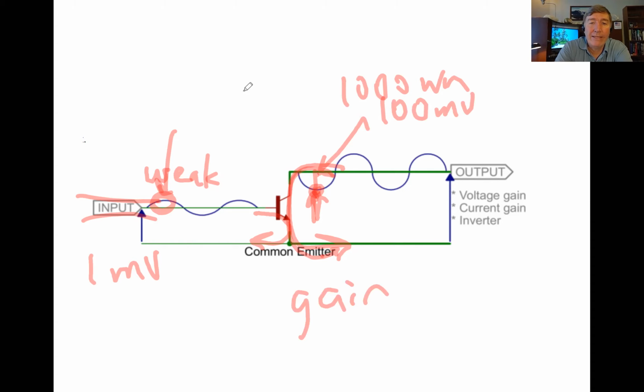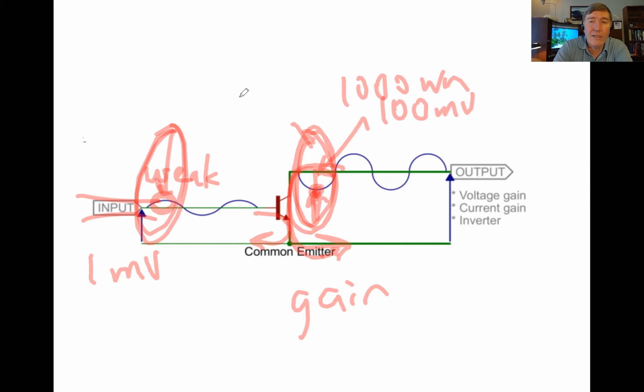Now you'll notice that the output signal is inverted. When the weak signal goes high, the output signal goes low. That's okay. We can deal with that. The important thing is the output signal is a lot stronger than the input signal. So we're using the transistor as an amplifier.